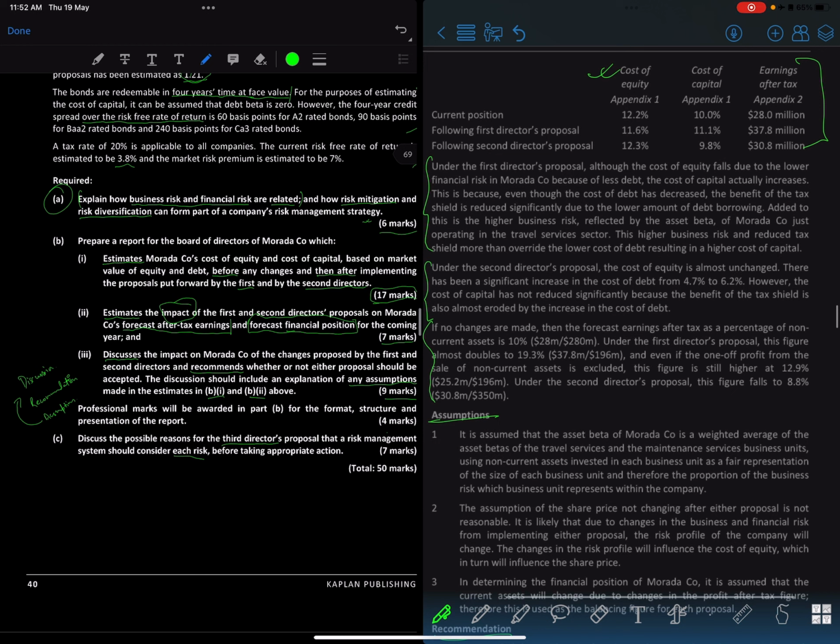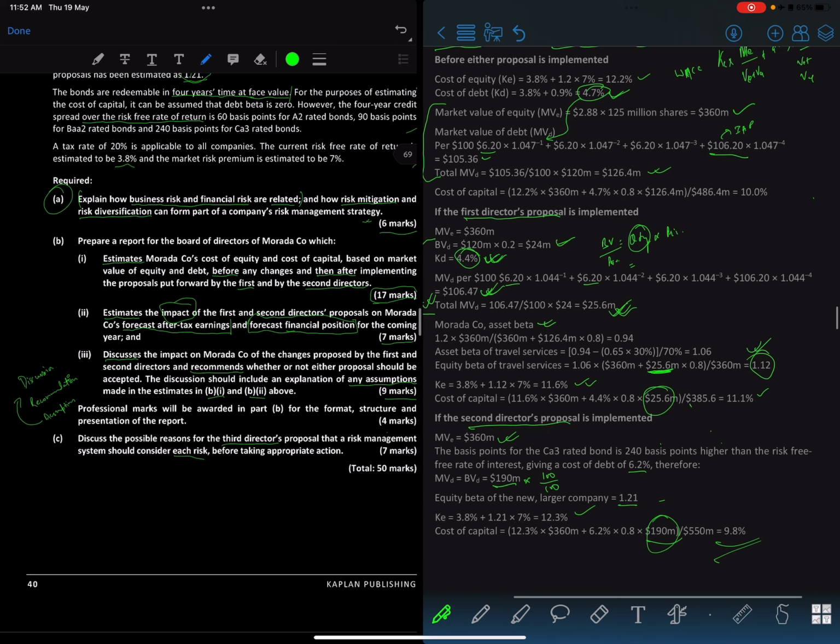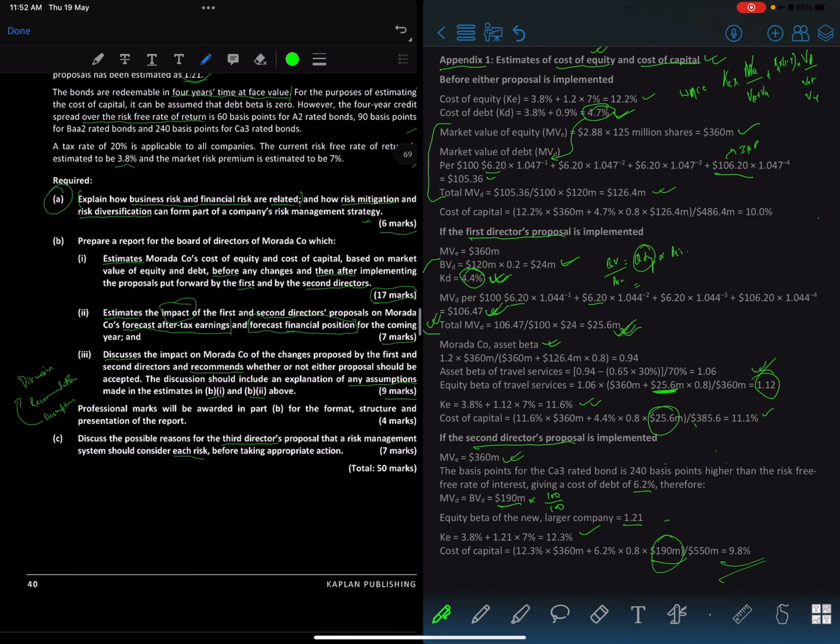So the first director's proposal, although the cost of equity falls, you see, it has decreased due to the lower financial risks. Why had it reduced? Due to lower financial risks. I'll show it to you as well. Let me just erase some of this component over here so that it's easier for us to look at, and easier for you also. Let's clear all this out.